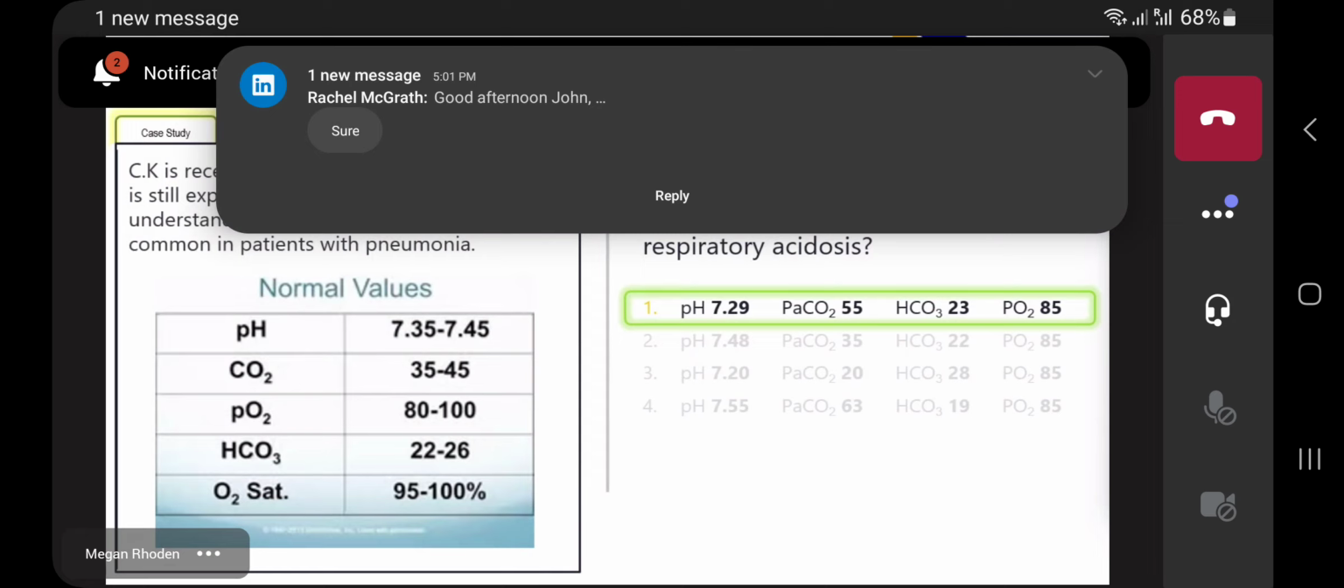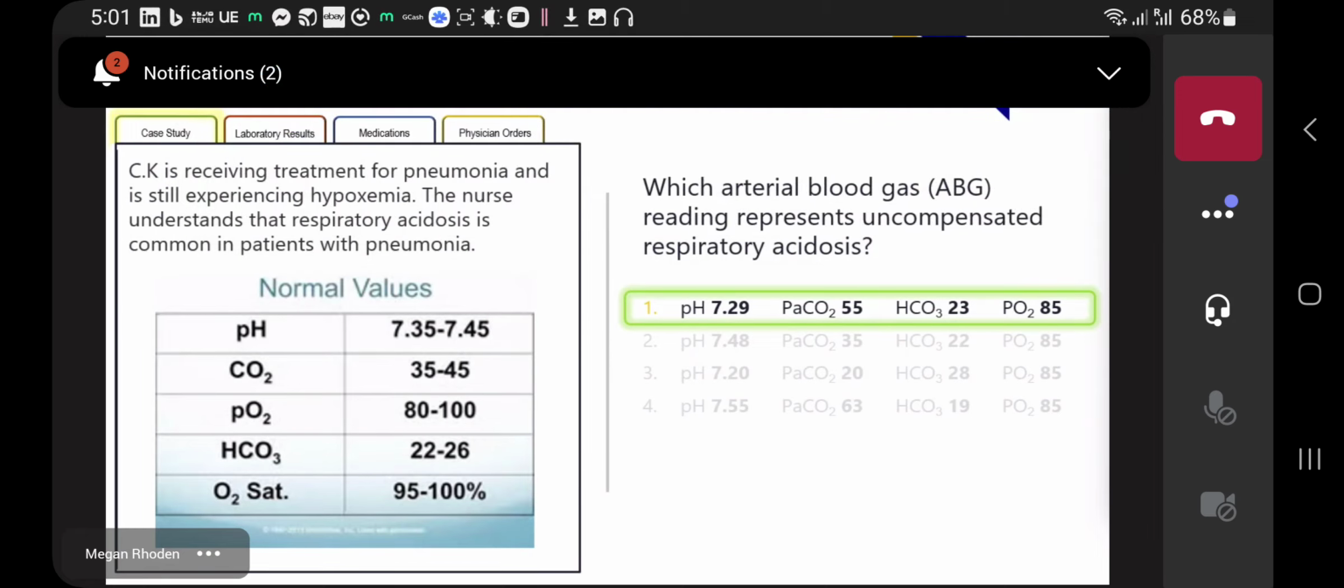Then you have a PO2 of 80 to 100. That's your normal reference range. Each one of these is at 85, so they all fall within normal. We have an HCO3, that bicarb, of 22 to 26. In number one, we have a bicarb of 23, which is within that reference range. But number three has a bicarb of 28, which is elevated and outside of the reference range. And then we have O2 sat. Normal is 95 to 100.